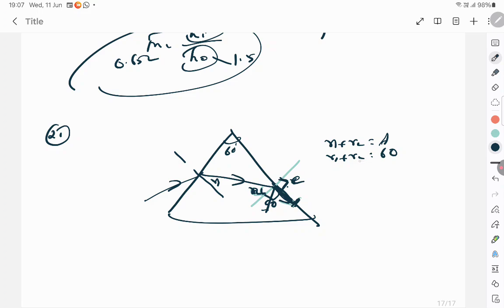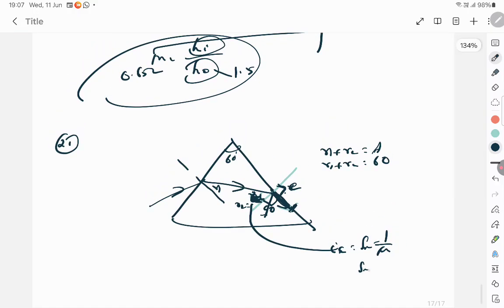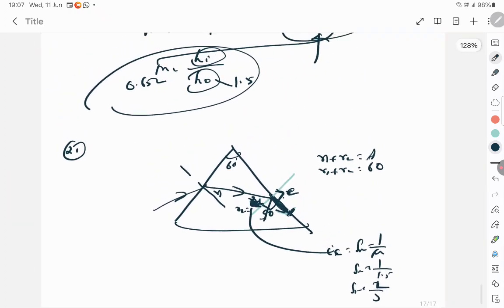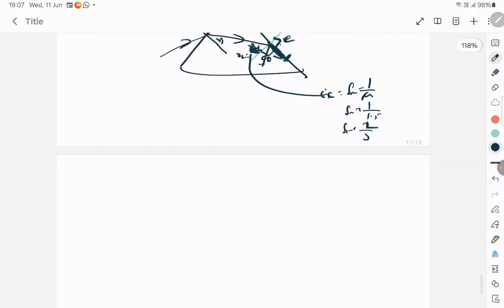And what have they given you? Have you found the critical angle? For this to graze, r2 itself has to be the critical angle, iC. And iC is equal to sine inverse of 1 by mu, where mu is the refractive index of the glass, which is sine inverse of 1 by 1.5, or sine inverse of 2 by 3. And 2 by 3 is nothing but this value. What is 2 by 3?